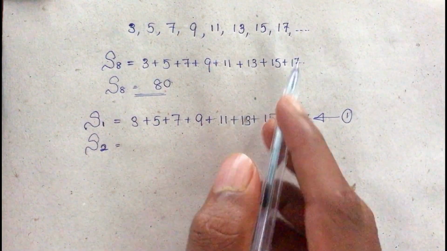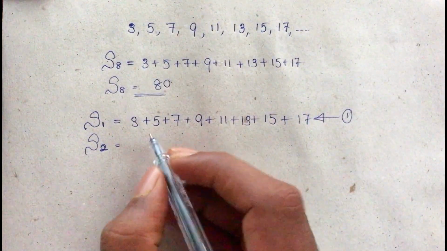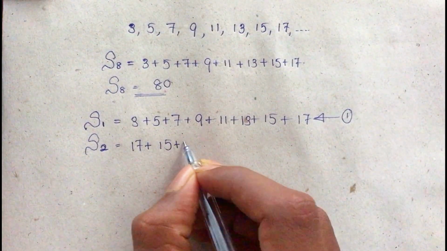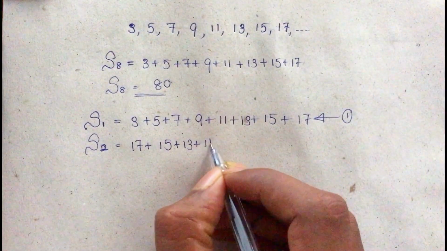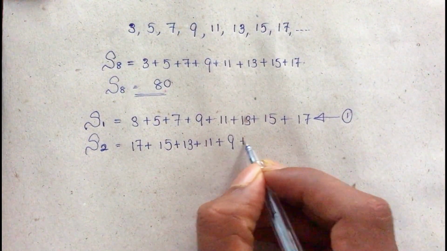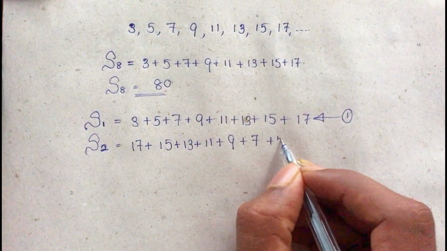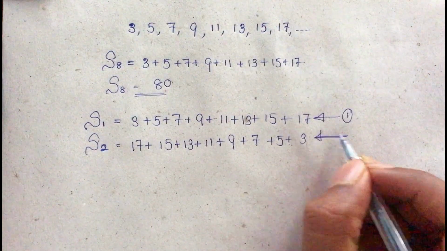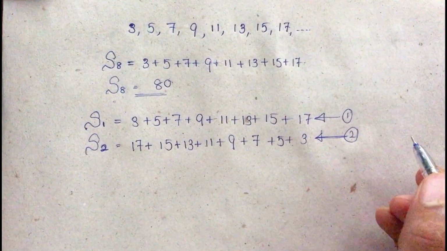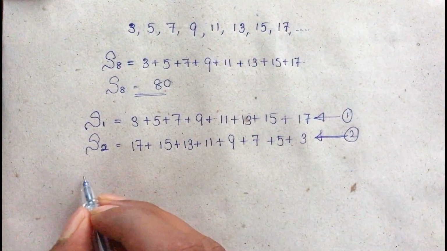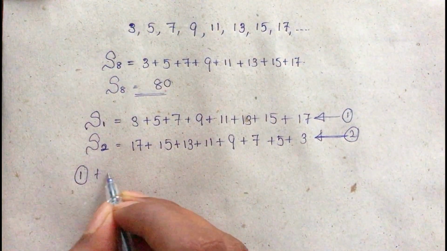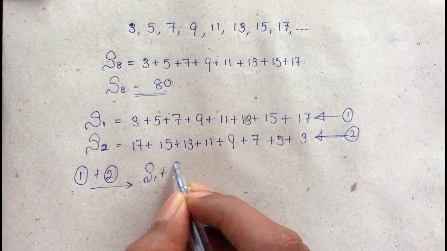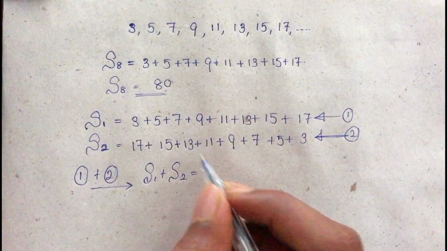For the second equation, I put the terms in descending order. Then you also get the answer as 80. What we are going to do here is make a formula by using this theory. This is the second equation. These two are the same equation. By adding 1 and 2, the left hand side is S1 plus S2.